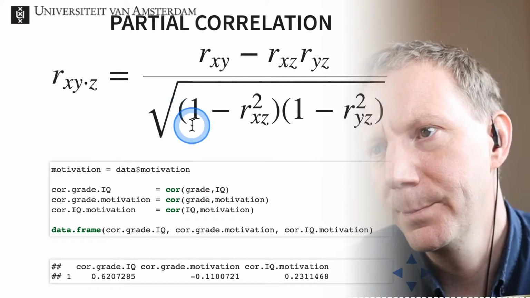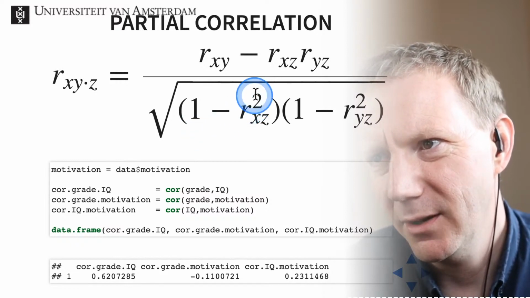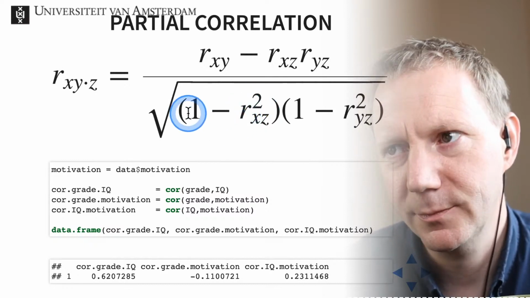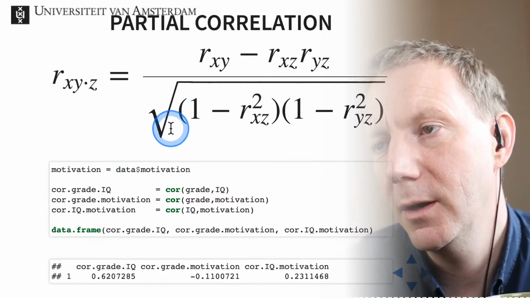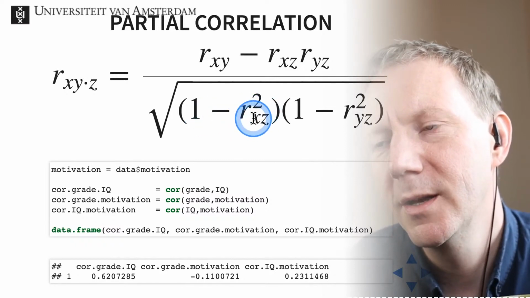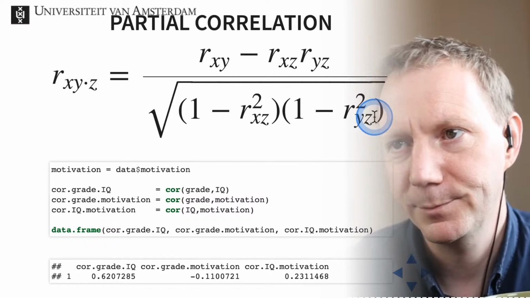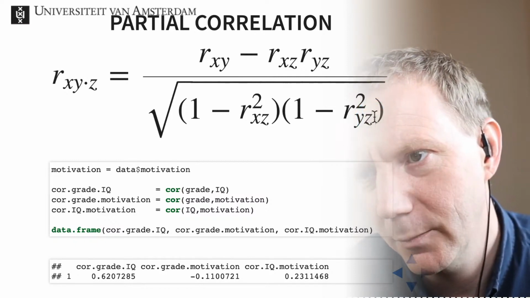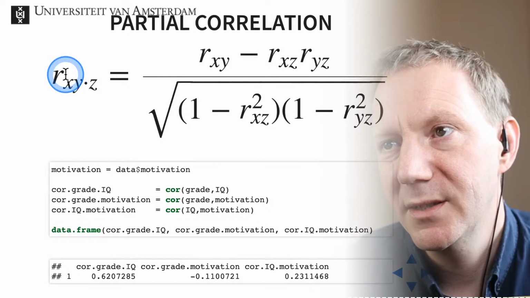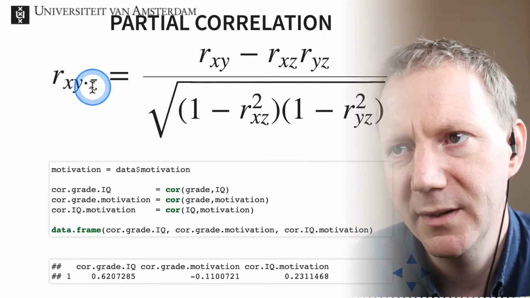And we have to divide this by, and now we're seeing that r squared popping up again. The r squared meant the explained variance. So if you see formulas like this, 1 minus r squared, it means the unexplained part. So the unexplained part between x and z multiplied by the unexplained part between y and z is the part that we use at the bottom. If you apply this, you will get the partial correlation. It means the relation between x and y corrected for z.